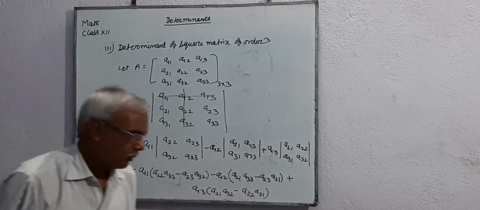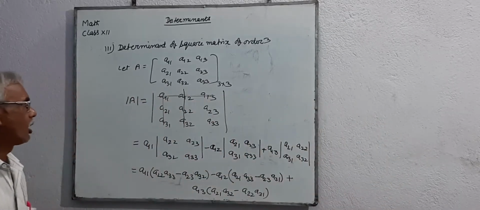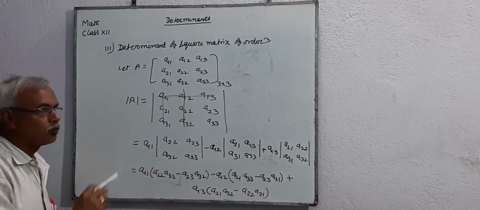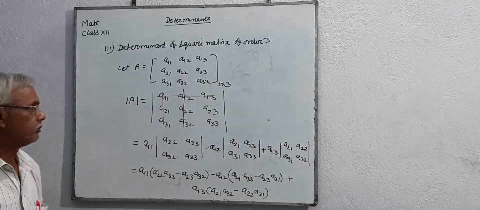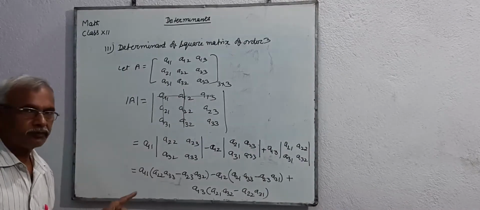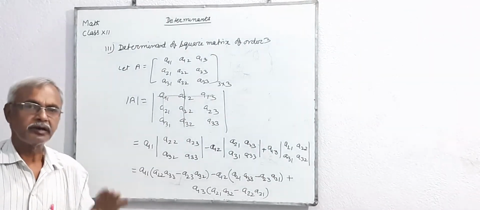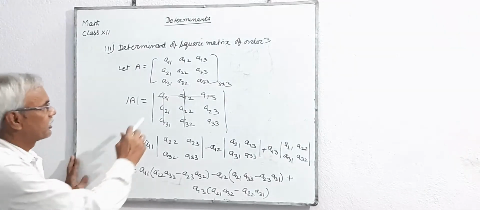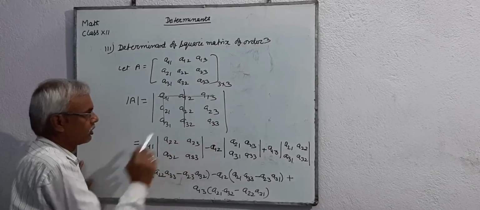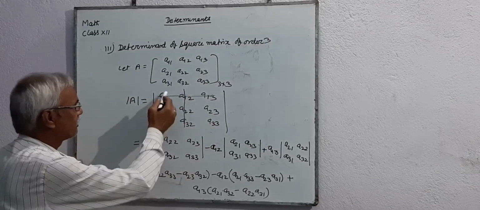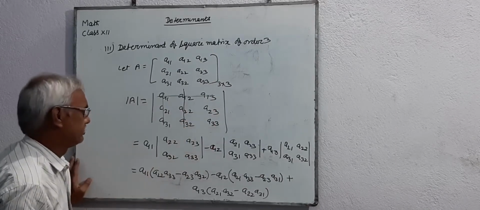First of all, we evaluate the determinant of third order taking any row or any column. Here there are 3 rows and 3 columns. Determinant of A can be evaluated in 6 ways: taking the first row, or the second row, or the third row, otherwise taking the first column, the second column, or the third column.